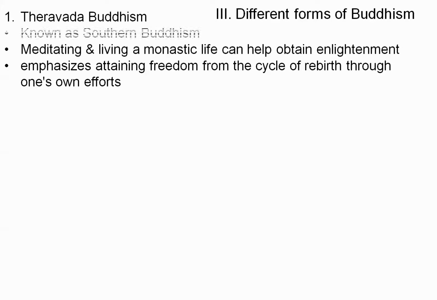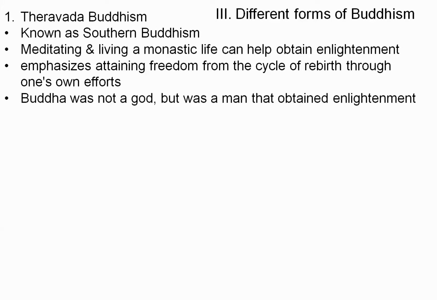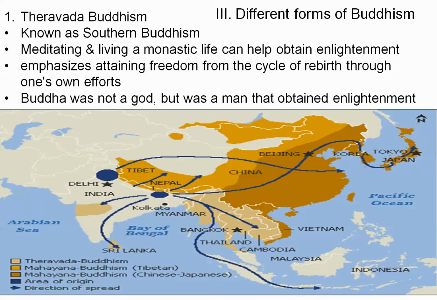So when you look at the Buddhist religion, you need to understand that there are 2 major forms. We have Theravada. Theravada is the first one that we're going to look at. It's known as Southern Buddhism, meaning that it can be found in the southern areas of Asia. They believe that meditating and living a monastic life, or living in a monastery, can help someone achieve enlightenment. They also believe that people who live a good life achieve their enlightenment because of their good deeds.